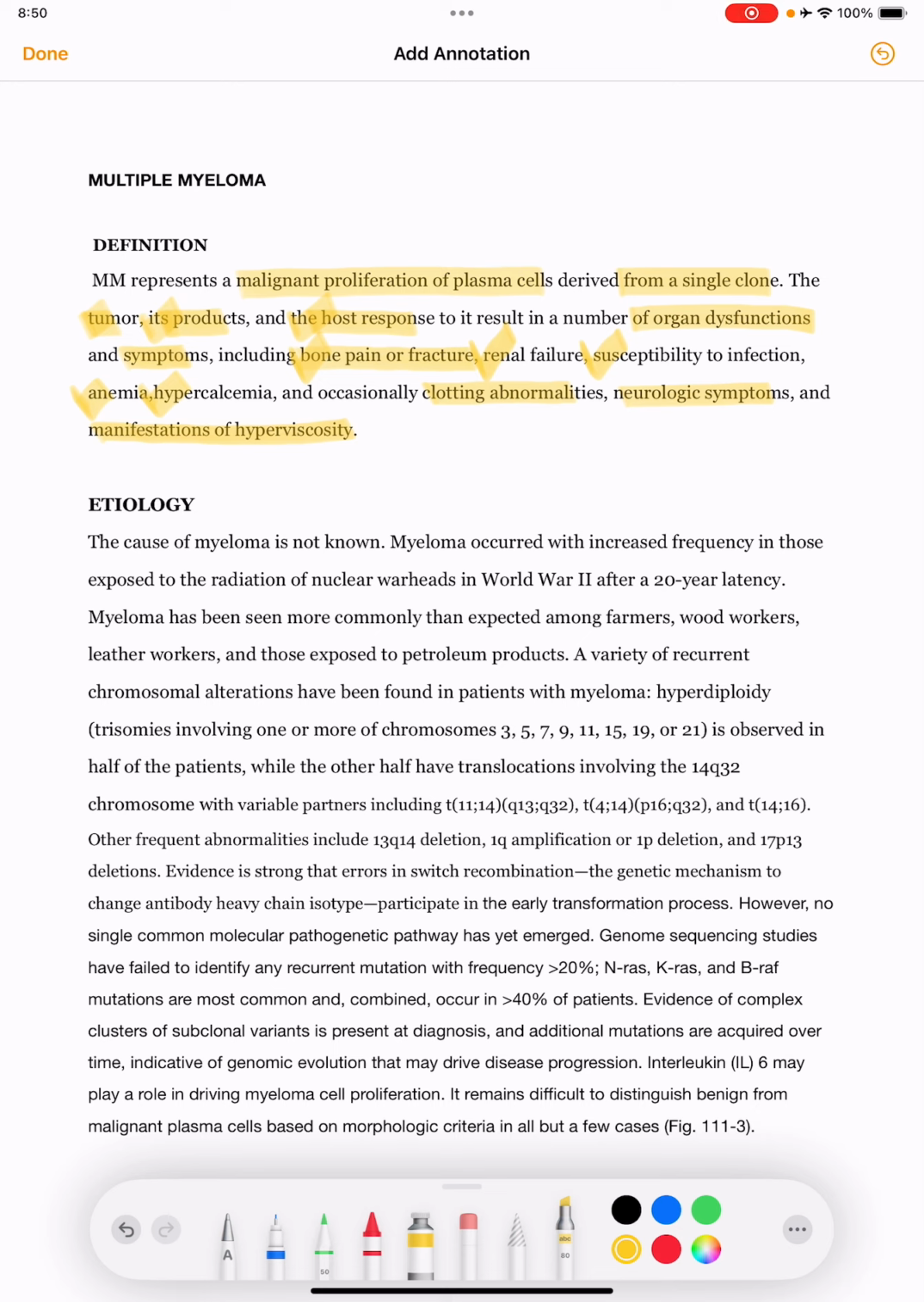So, what is multiple myeloma? This is a malignant proliferation of plasma cells. These plasma cells are derived from a single clone. The tumor, the products of the tumor and the host response to it result in a number of organ dysfunctions and symptoms, including bone pain or fracture, renal failure, susceptibility to infections, anemia, hypercalcemia, occasionally clotting abnormalities, neurologic symptoms, and manifestations of hyperviscosity.